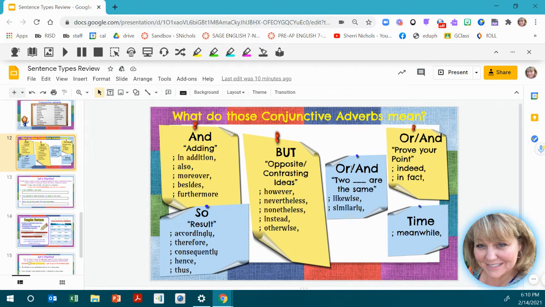If you want to say that two things are the same, you could say likewise or similarly. Or you could prove your point, as in indeed or in fact. And time-wise would be, we were at the park, semicolon, meanwhile, comma, the kids were in school. So you could have that as in dealing with time.